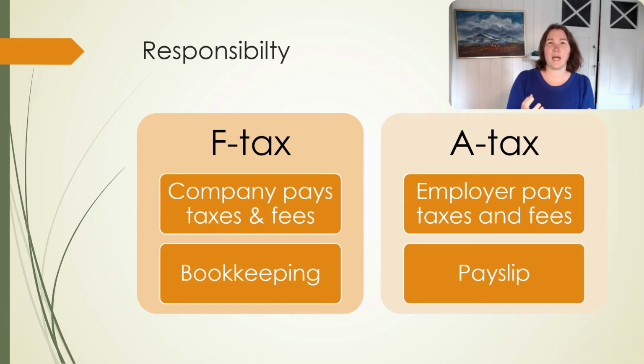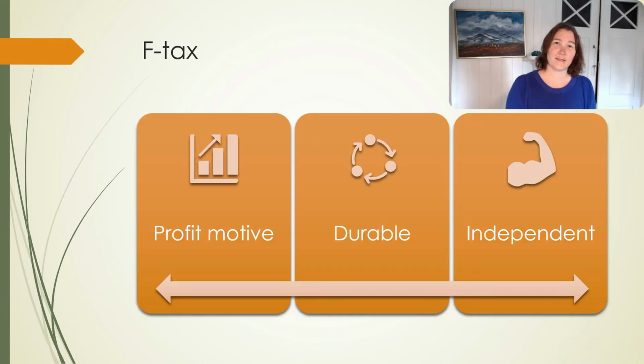Well, you apply for the F-tax, and then you have to explain why you are running a company and what your idea is, so the tax people can see that you actually fulfill all the things you have to fulfill to get this approved to have an F-tax. And these are three things. You have to have a profit motive. It has to be a durable and an independent company or business idea.